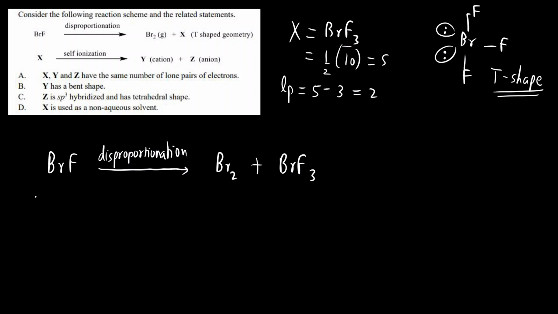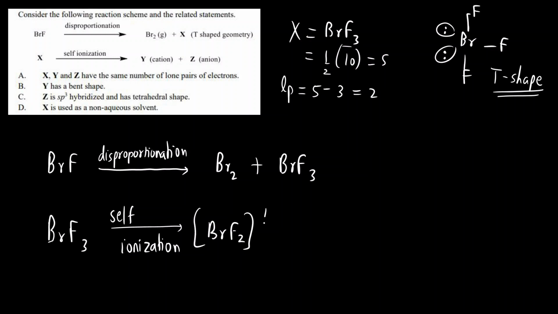This is X. Now BrF3, that is X, will undergo self-ionization. What we will get is BrF2 plus and BrF4 minus. Two molecules of this will react.